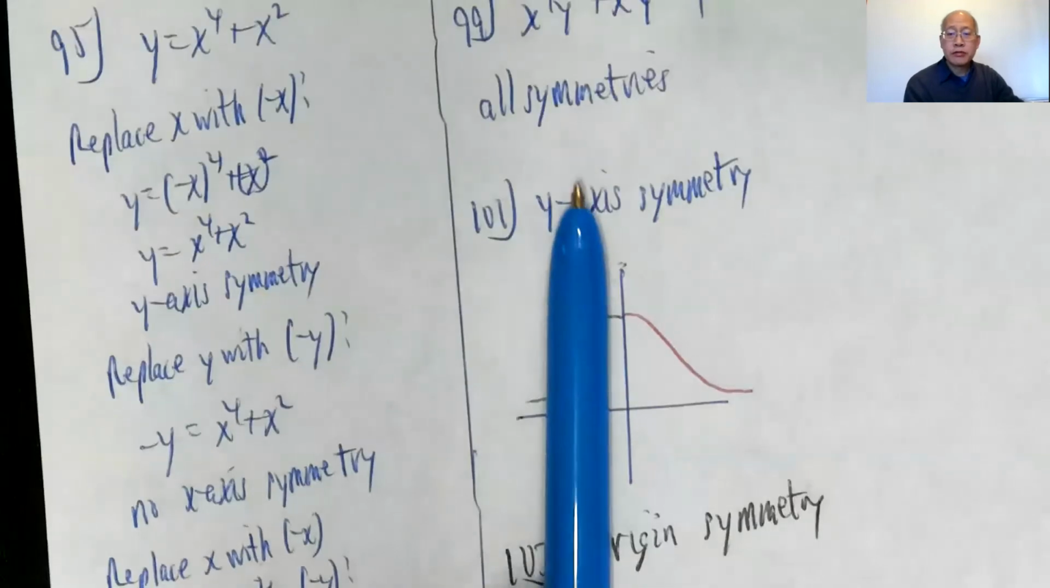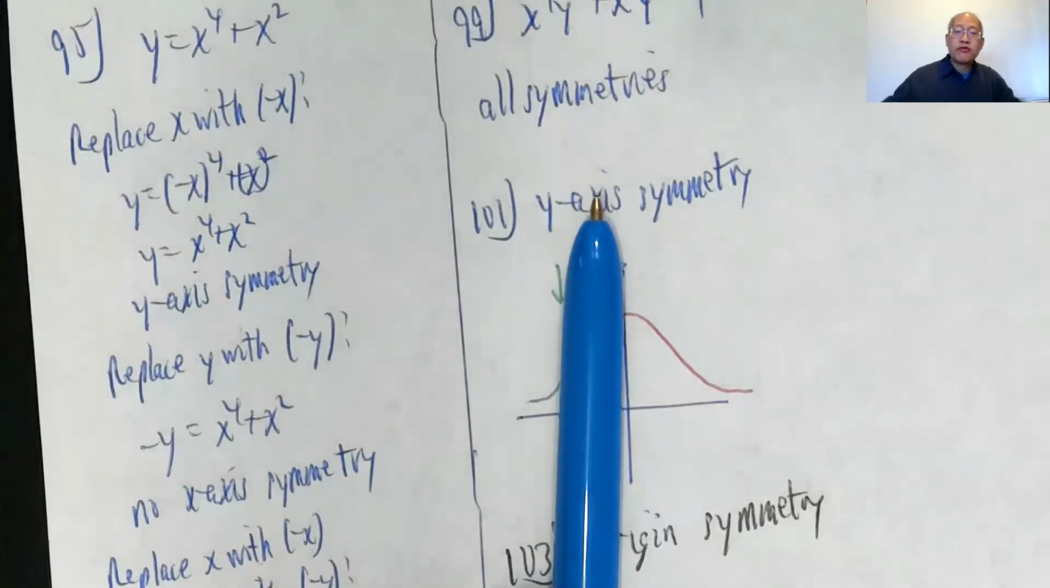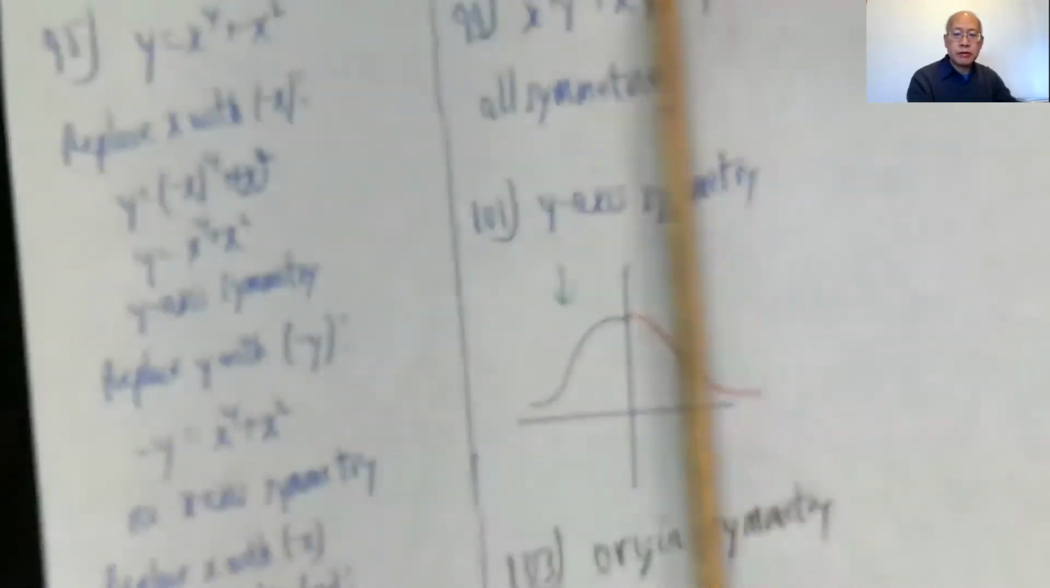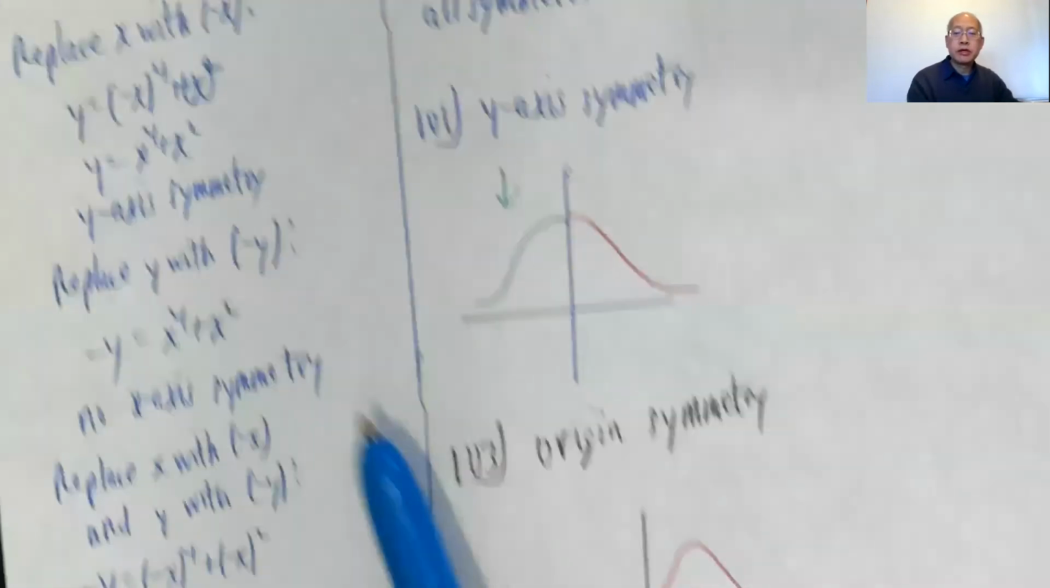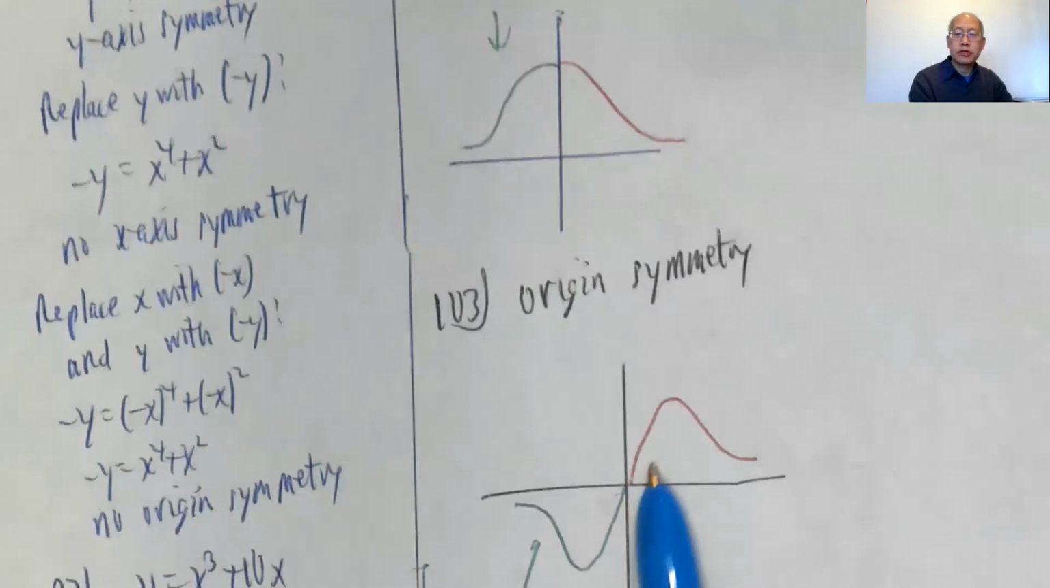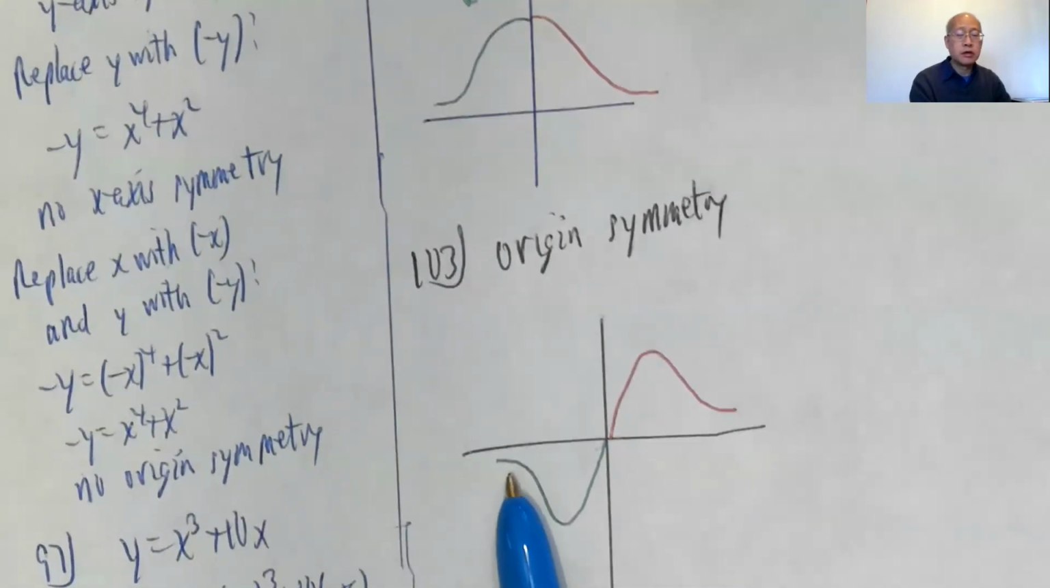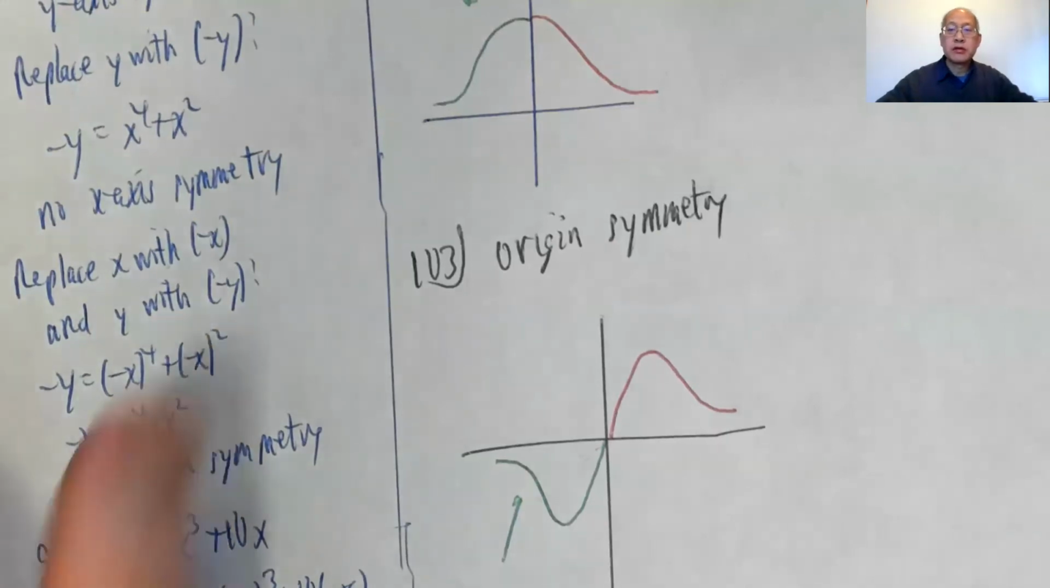101, the original was the red, have y-axis symmetry. I just draw the mirror image over here, so I get this. And for 103, origin symmetry, you just reflect across the origin and you get this in the third quadrant in that particular case. All right, so these are some problems from section 1.2.